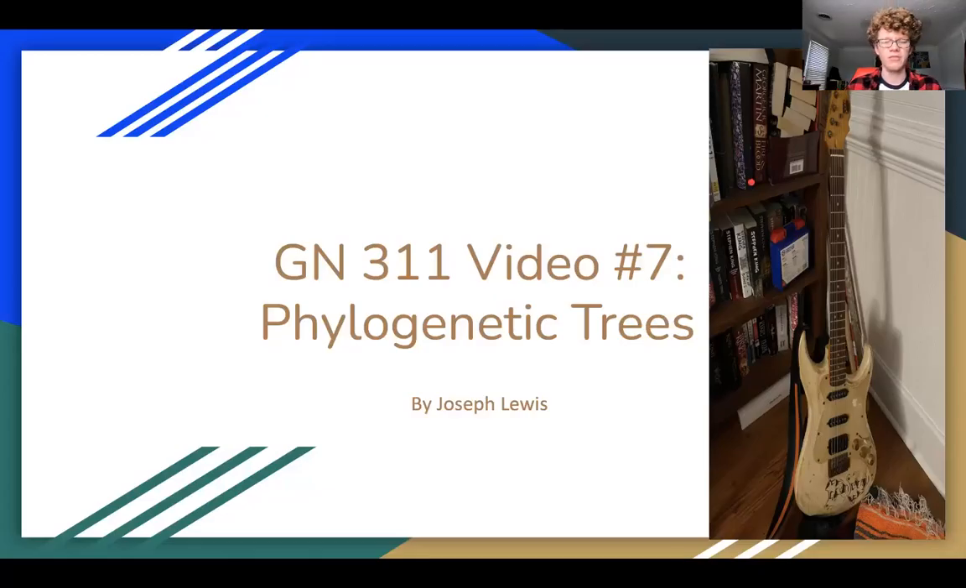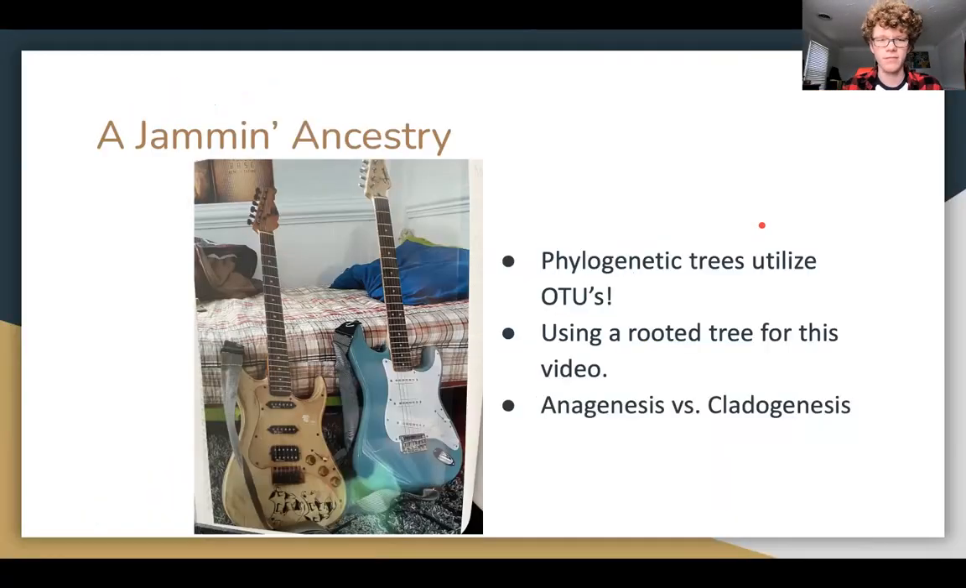Today we're going to be talking about phylogenetic trees. Now we're going to talk about phylogenetic trees in the subject of guitars. So pictured here and in the slide before is my guitar versus my girlfriend's guitar. Both of these are Stratocaster electric guitars. Now, why am I talking about this?